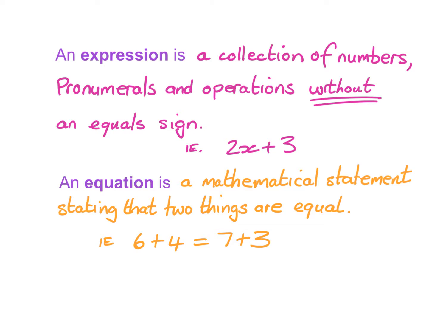And an equation is a mathematical statement stating that two things are equal. So for example, 6 plus 4 is equal to 7 plus 3. And we know that the left-hand side equals the right-hand side. And in this case, 6 plus 4 is 10, and so is 7 plus 3. Therefore, this is an equation stating that two things are equal.